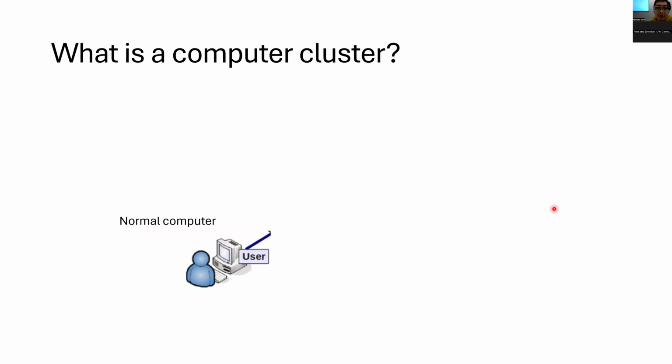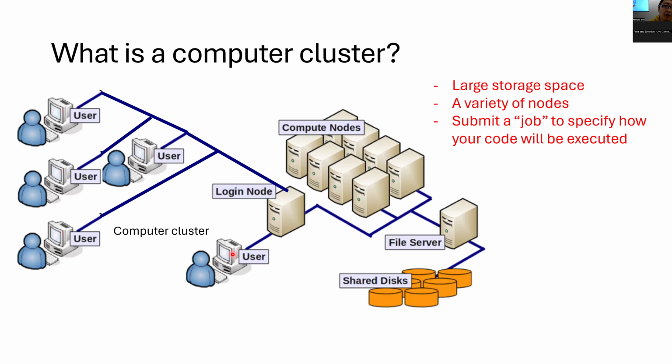Okay. So what is a computer cluster? Typically, this is a normal computer. You have your own computer, everything is in here. You have your CPU and you have your memory, everything is in here. A computer cluster is a bit different. In a computer cluster, typically they provide a login node, which everybody goes into. That login node has no powerful processing power, so you can't do anything on it. But what you do is you tell this login node and this system, okay, I want to do this type of job.